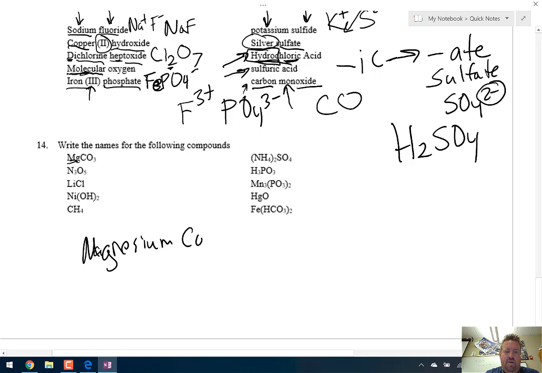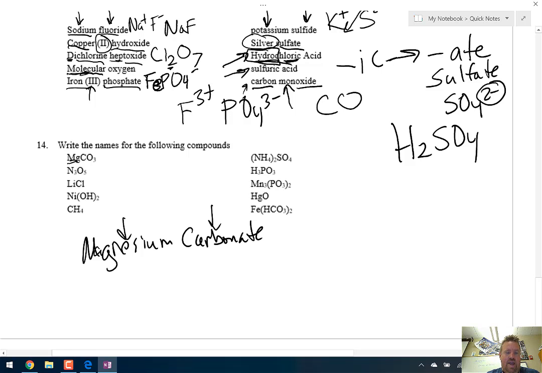And CO3 is the name of carbonate. So it's just magnesium carbonate. Okay, magnesium's a metal, carbonate's nonmetals. So obviously that's an ionic compound. No prefix is needed. Magnesium carbonate is our final answer.